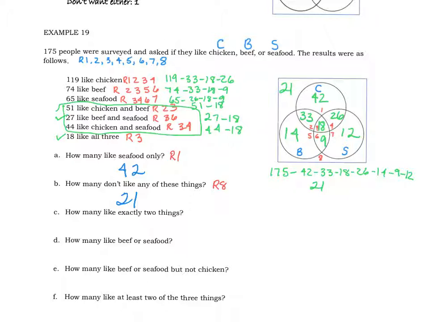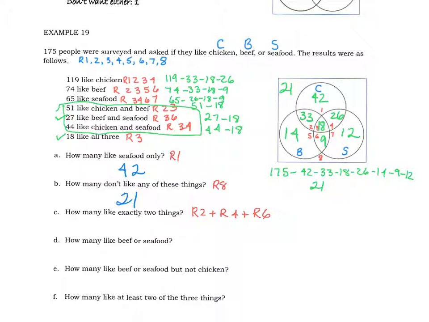How many people like exactly 2 things? Okay, so we said the people who like chicken and beef, we said that's regions 2 and 3. But if you look at it, region 3, that's how many people like 3 things. So region 2, that's people who like chicken and beef only. Region 4 are people who like chicken and seafood only. Region 6 is people who like beef and seafood only. So that means we will be adding region 2, region 4, and region 6 together.